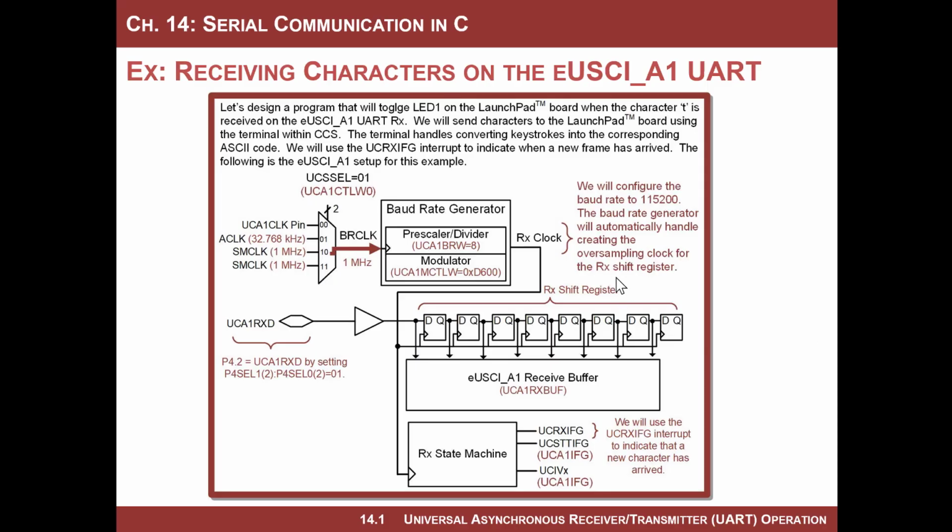Okay, and so here's kind of the setup. Let's configure the clock for 115200 baud. We'll do that by selecting the SM clock, a prescaler of 8, and a modulator setting of D600. Whenever you press a key, it's going to send information down the application UART, and then it will go into the receive pin of the peripheral A1. And then when it shifts in, we'll have to be notified somehow.